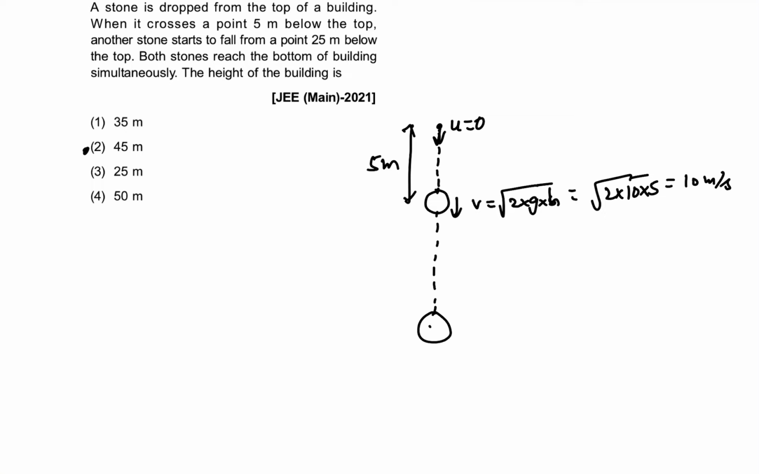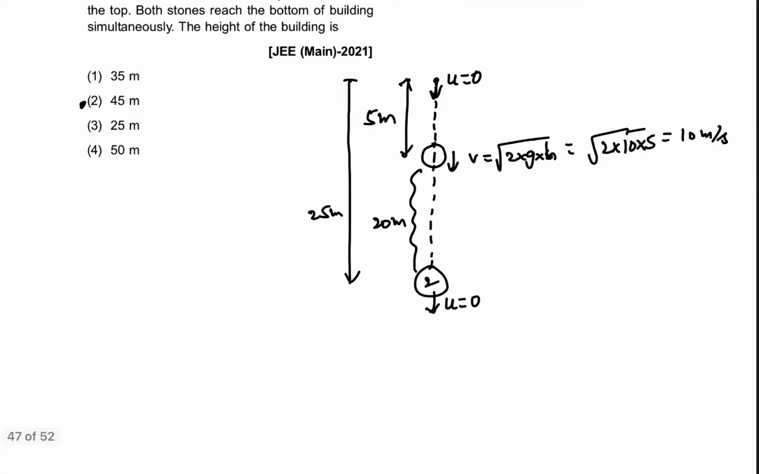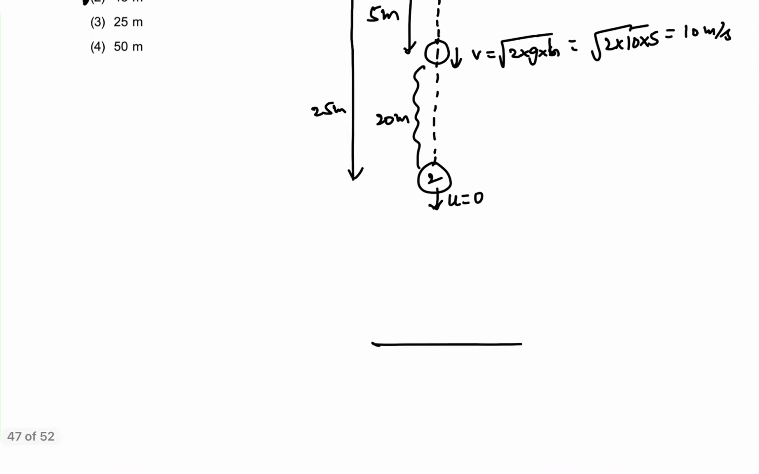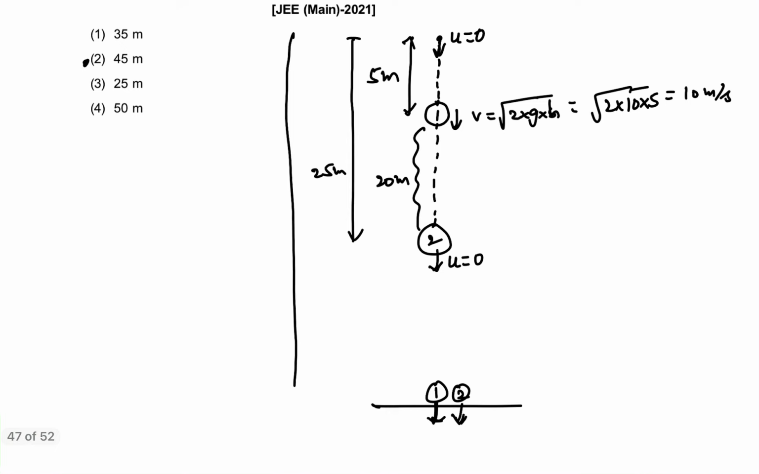At this time you can see one more ball. This is ball 1, first one is ball 1 and second one is ball 2. At 25 meters below this, the separation between them is how much here? 20 meters. This ball is dropped, velocity is how much here? 0. Now both balls, the first ball and second ball, are simultaneously striking the ground. Now the question is, what is the height? At the time of releasing, ball 1 is having 10 meter per second, ball 2 is having 0 meter per second, and the separation between them is 20 meters.